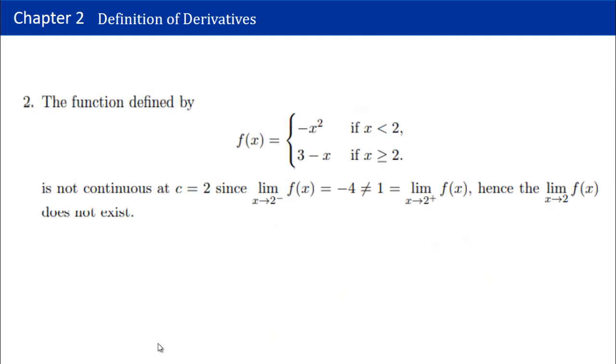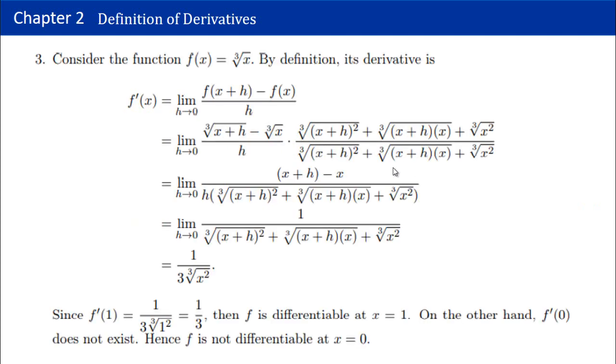So number 2 also, since from the left of 2, we have negative 4, and from the right of 2, we have 3 minus 2, which is 1. The limit of f of x from the left is not equal to the limit of f of x from the right. It means the limit does not exist. And if we directly substitute, we know that f of 2 here is 3 minus 2, which is 1, and the limit does not exist, and therefore it is not differentiable. It means the graph is not smooth. It is not differentiable in general.